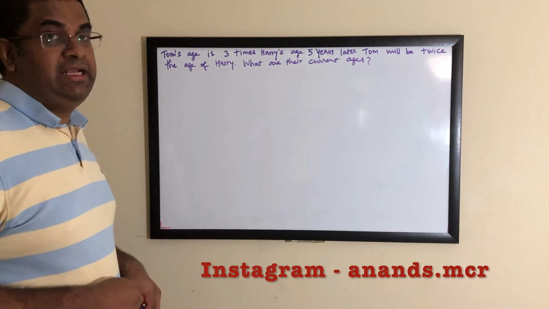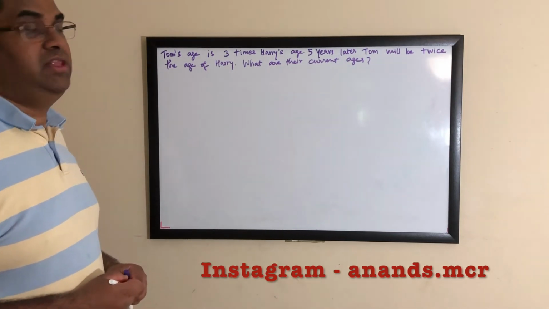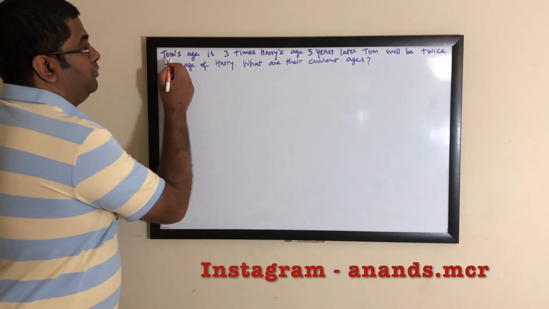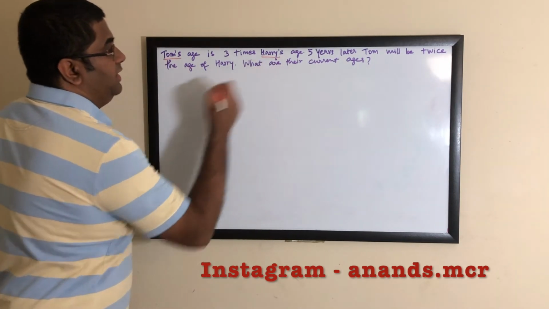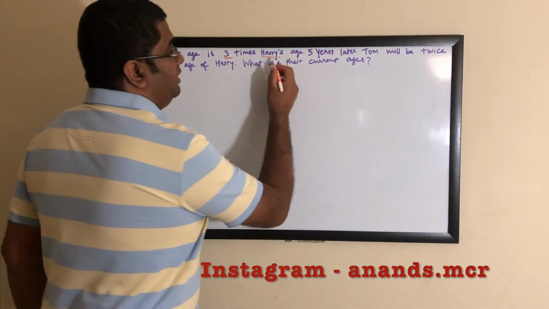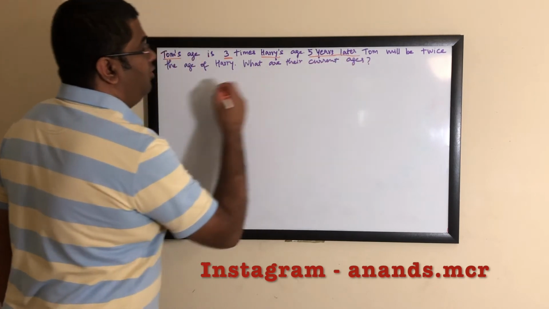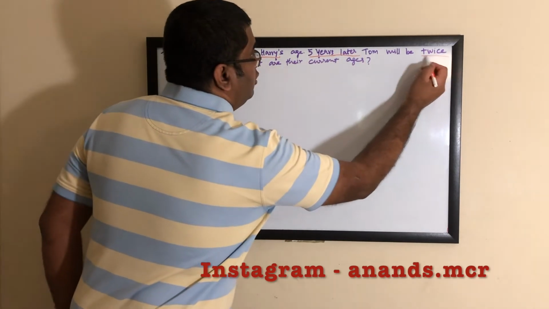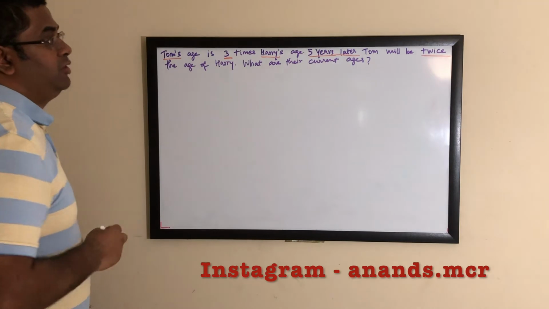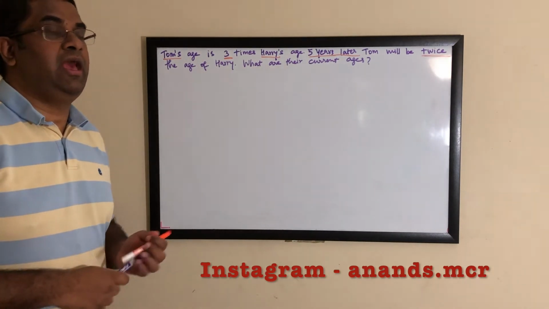As the rule goes, let us start by underlining the key pieces of information that we have in this problem. So there are two people named Tom and Harry, and Tom's current age is 3 times that of Harry's age, and 5 years later, Tom will be twice the age of Harry. So what are their current ages? Now let us see how we can solve this problem.